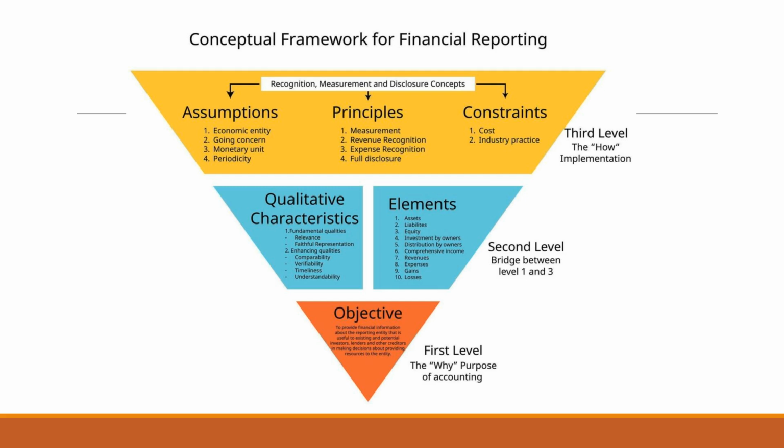This level consists of two key components, qualitative characteristics and elements. Finally, at the top level, we have the assumptions, principles, and constraints that guide how we actually apply accounting standards. The assumptions, like going concern and economic entity, provide the groundwork for the accounting process. The principles, such as revenue recognition and matching, dictate how transactions are recorded. And the constraints, like cost and industry practice, acknowledge practical limitations.